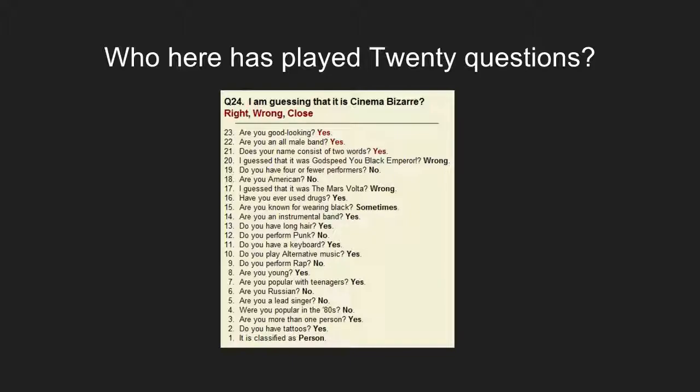And then you have at the bottom, is it Cinema Bizarre. And so, this is going to be a leaf in our tree, right? There's going to be no more branches. It's just one singular thing that we've managed to reduce it to. And that's how we played 20 questions in the form of this decision tree. Does anyone have any questions?